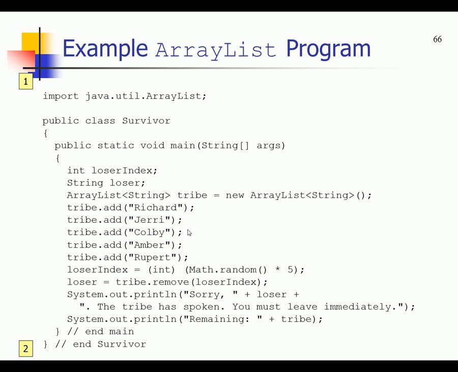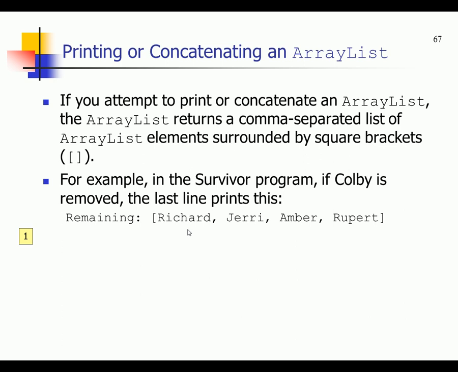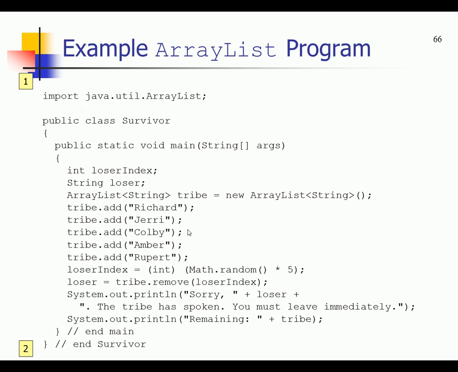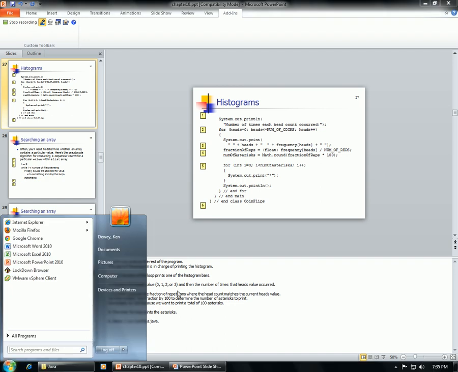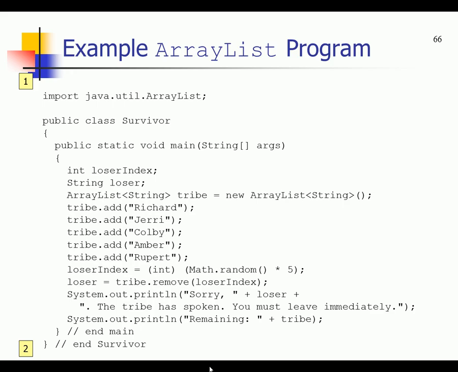Here's an ArrayList program. I'm not going to walk through his, but, well, actually we can real quick. He creates an ArrayList of type String called tribe. He adds Richard, Jerry, Colby, Amber, and Rupert. Then the loser index. So what is he doing there? Well, he's randomly picking a number and kicking them off. I guess he's playing Survivor. Yeah, it is called Survivor.